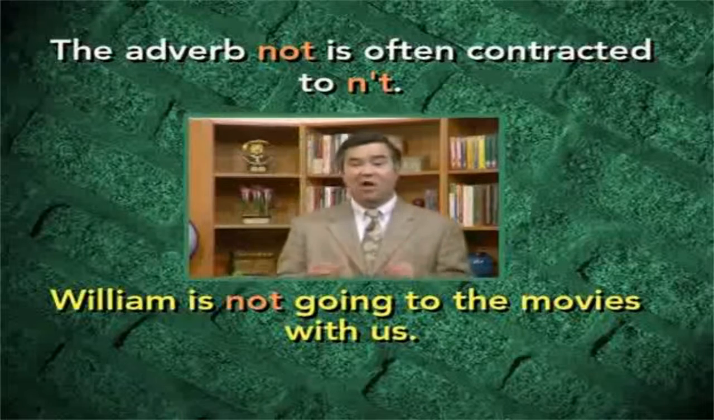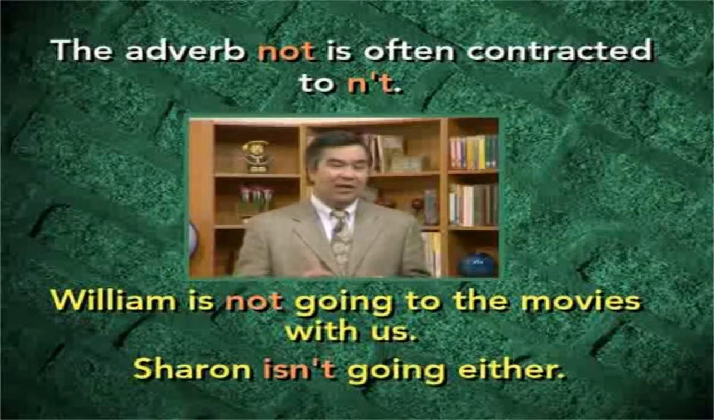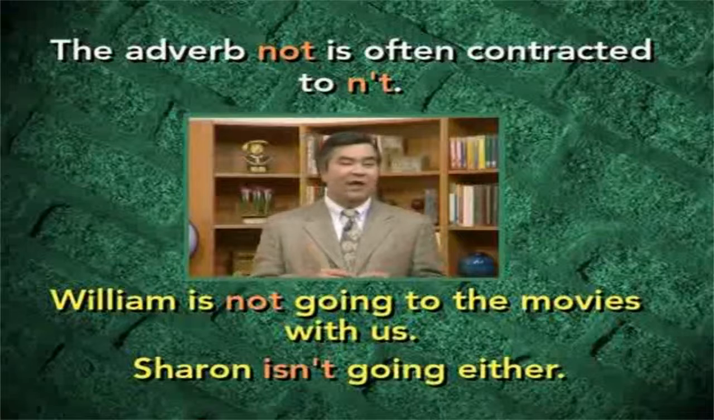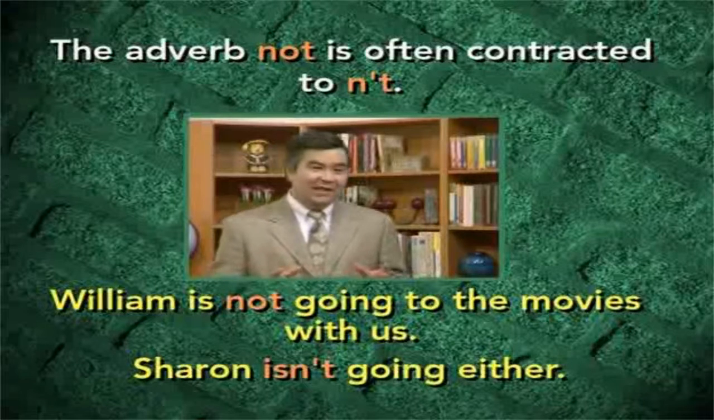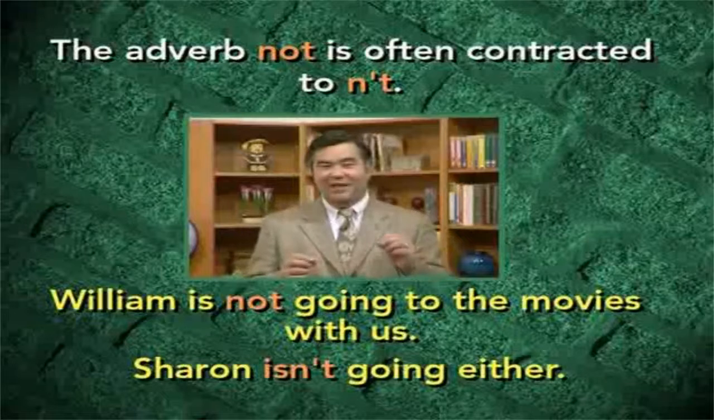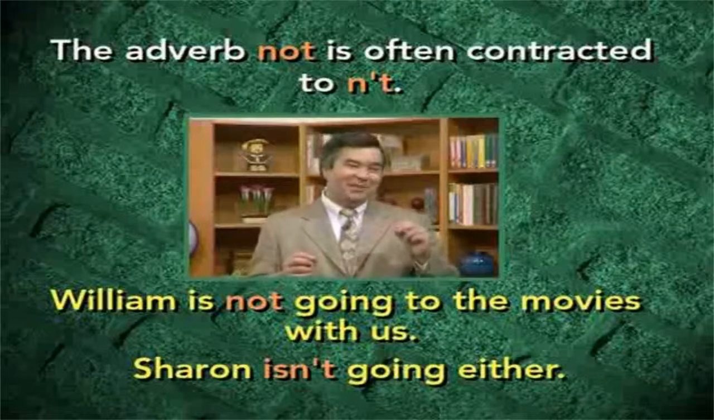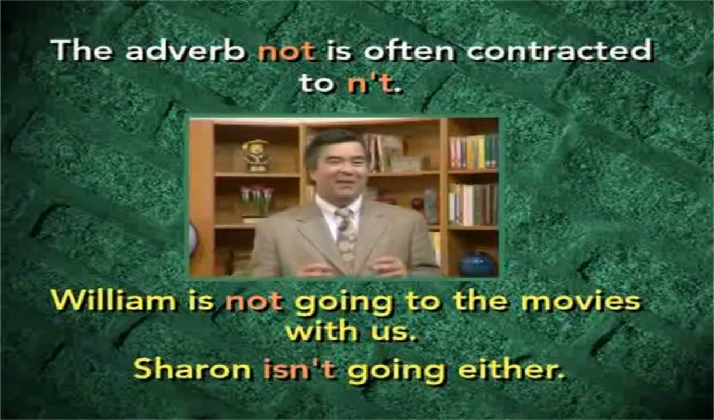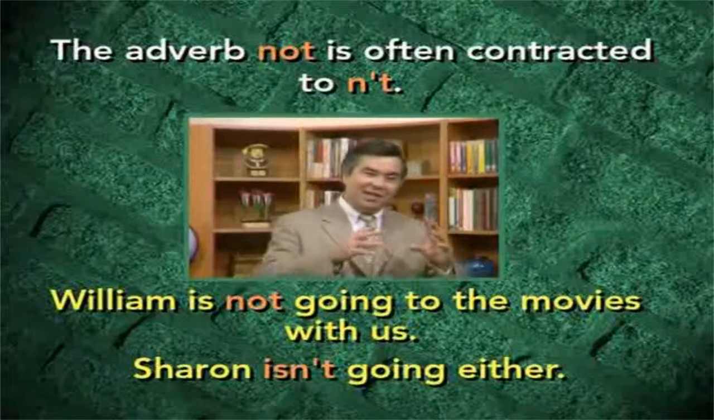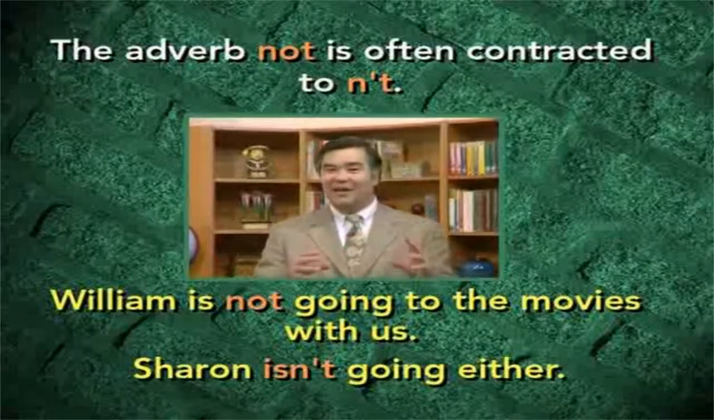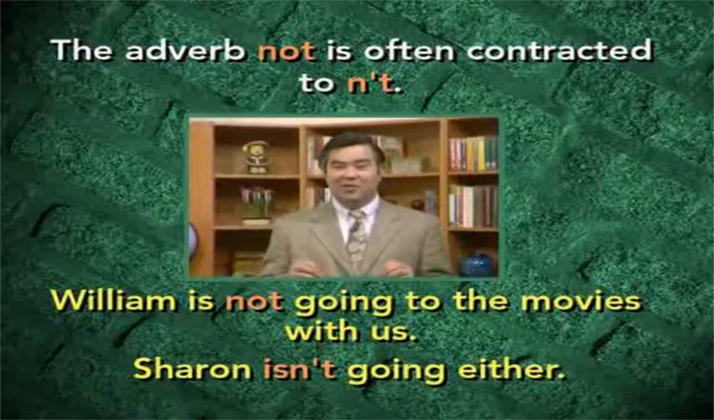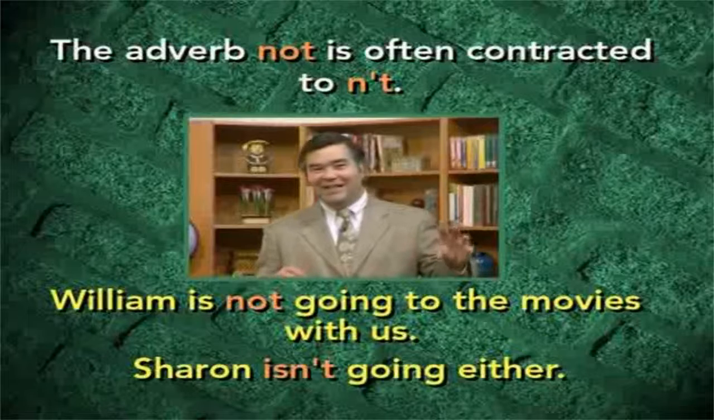He is not going to the movies with us. Now look at this sentence. Sharon isn't going either. What's the verb phrase in this sentence? In this sentence, the verb is going. And in between, we have the adverb not, which has been contracted to n apostrophe t, pronounced int. Sharon isn't going. So even though is does not appear in this sentence as a word by itself, nonetheless, if you're asked what the verb is in this sentence, the correct answer would be the verb phrase is going.